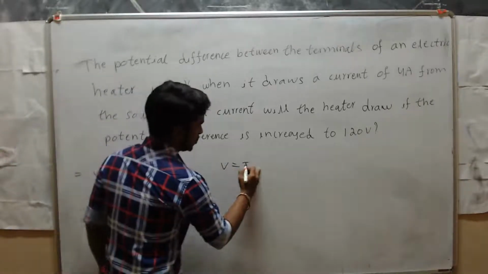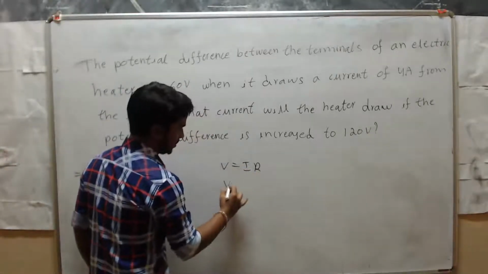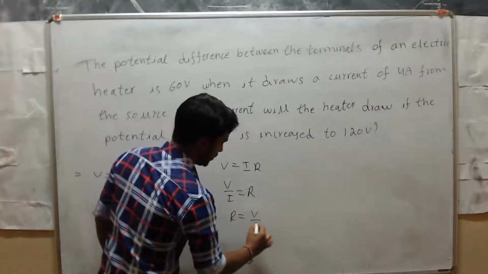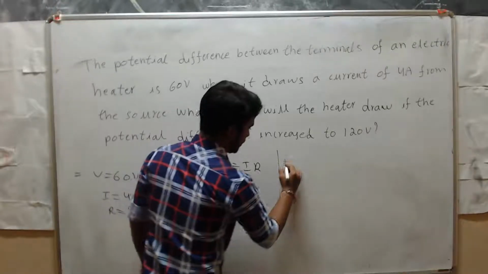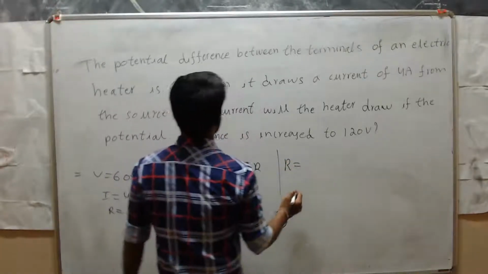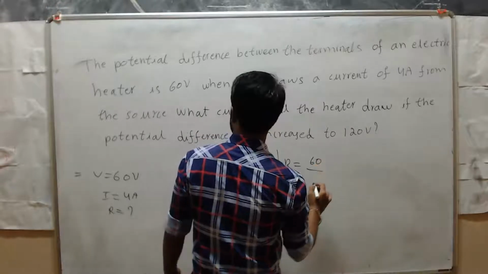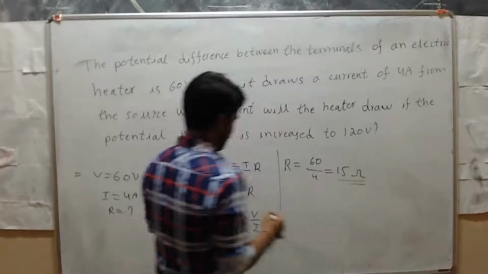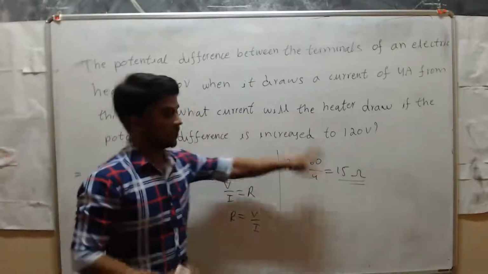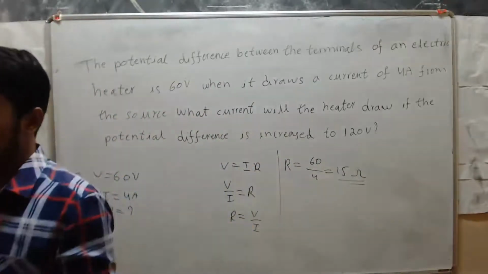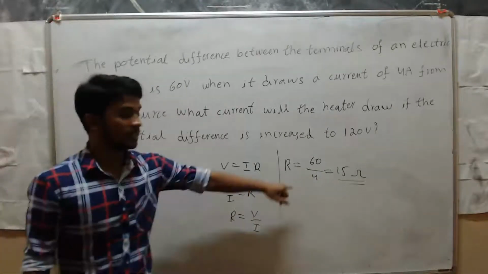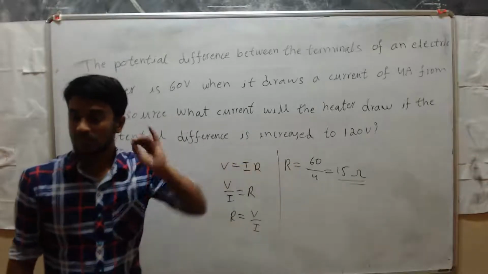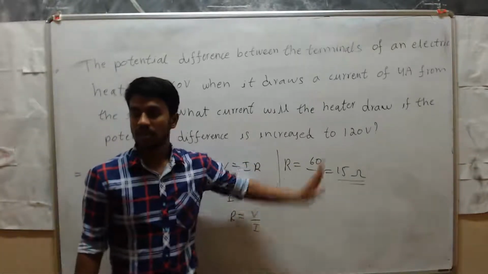So V is equal to I into R. We need R, so bring I to this side, that is V by I equal to R. So R is equal to V by I. Here R is equal to, what is V value? That is 60. What is I value? That is 4. So we will get 15 ohm. See, if you increase voltage to 60, 120, 220, 100 or 400, whatever, you will get the same resistance from that heater coil. You'll get only 15 ohm from that heater coil.